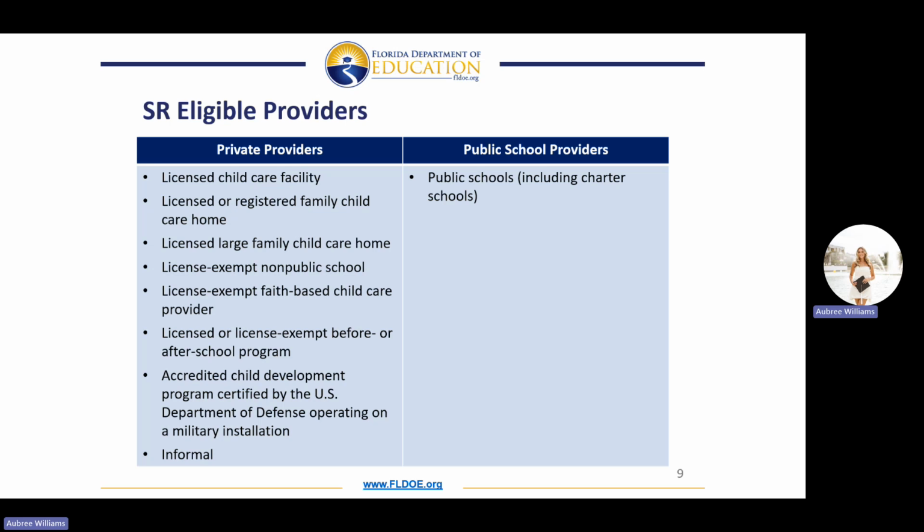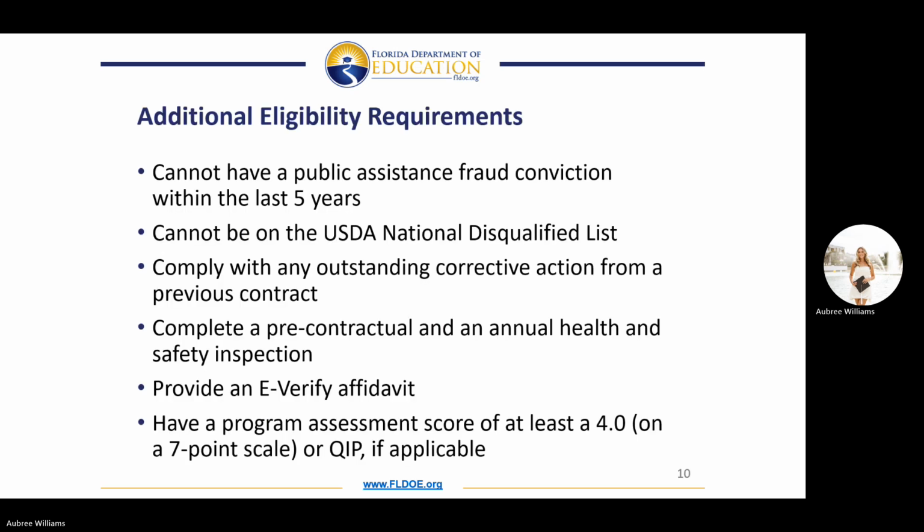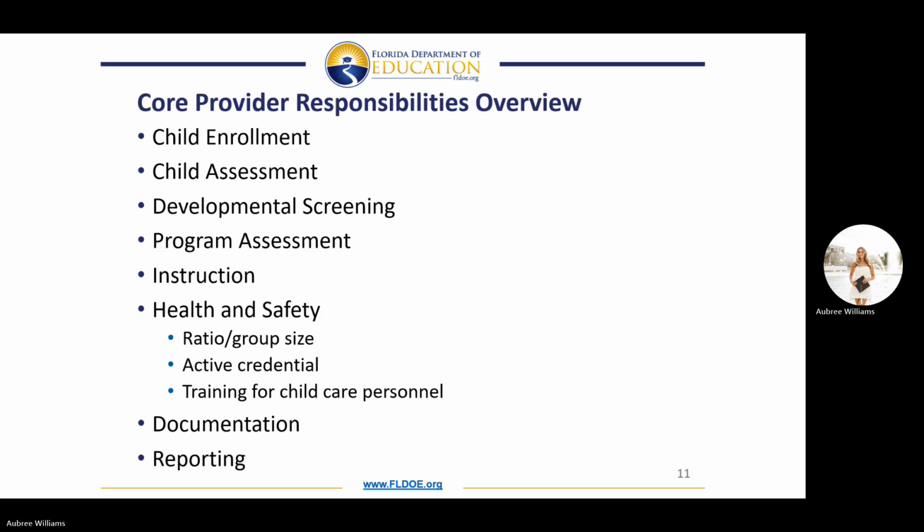SR eligible providers. Here are the entities that qualify as either a private provider or a public school provider. These requirements ensure providers meet safety, integrity, and quality standards. They're non-negotiable. Your responsibilities fall into these major categories. We'll unpack each one so you know exactly what to expect. Note, the topic of documentation covers attendance, copayment, and other reimbursement-related documentation, as well as SR child records.